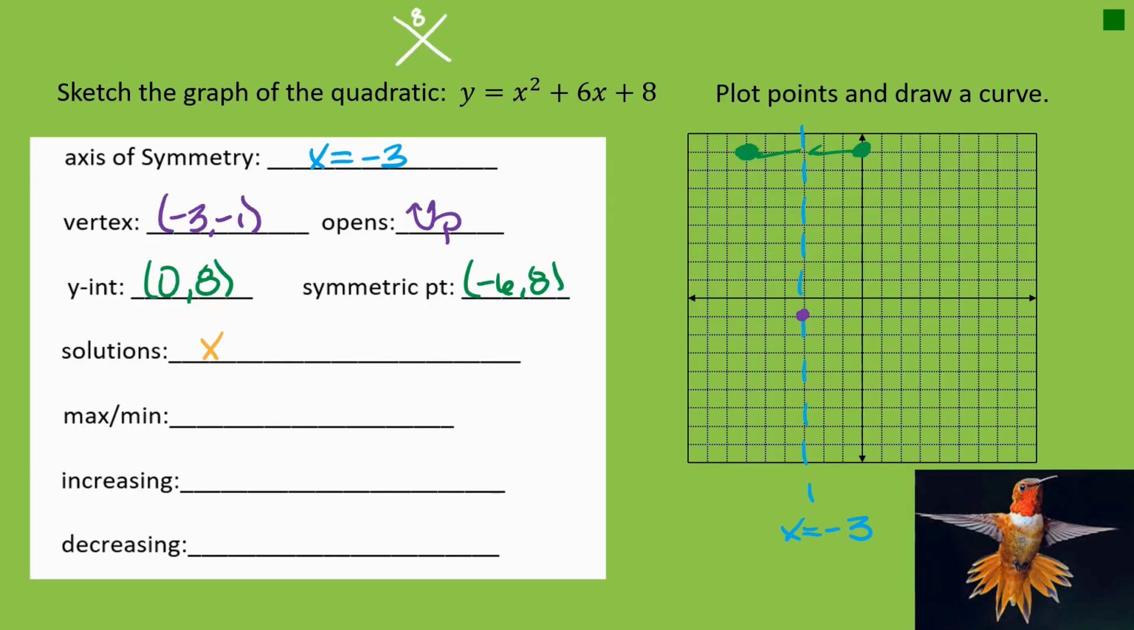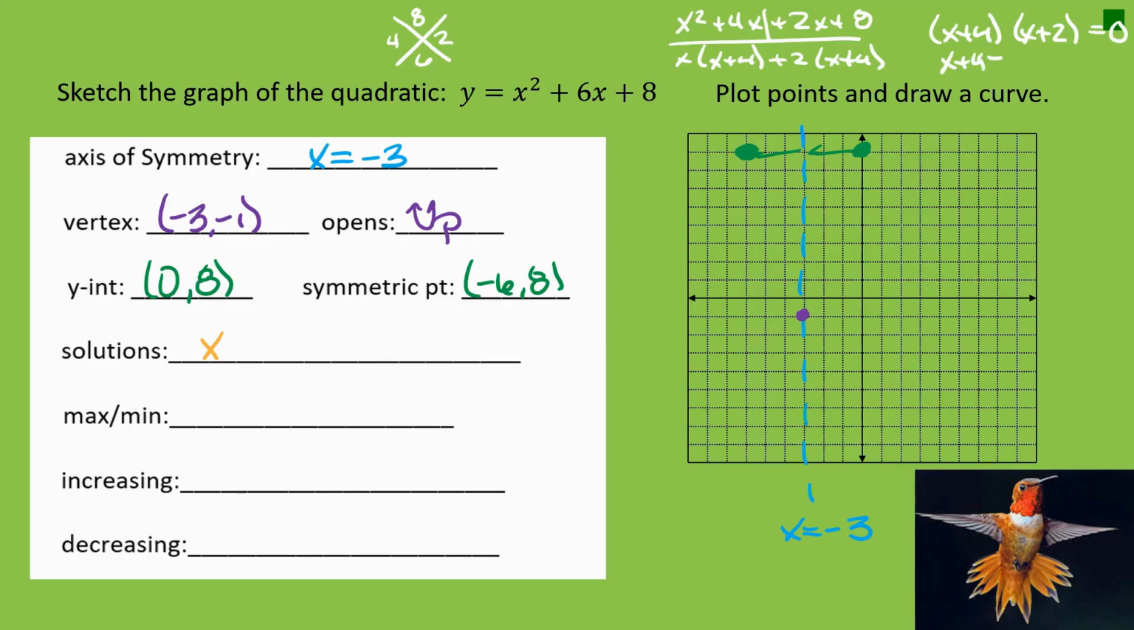Are there factors of 8 that add up to 6? Yes, 4 and 2. So x squared plus 4x plus 2x plus 8. Pull out the x, x plus 4. Pull out the 2, x plus 4. I get x plus 4 times x plus 2. When I'm solving it, remember I set it equal to 0. So x plus 4 is 0, so one solution is x equals -4. X plus 2 is 0, so one solution is x equals -2. So there's -2, there's -4.